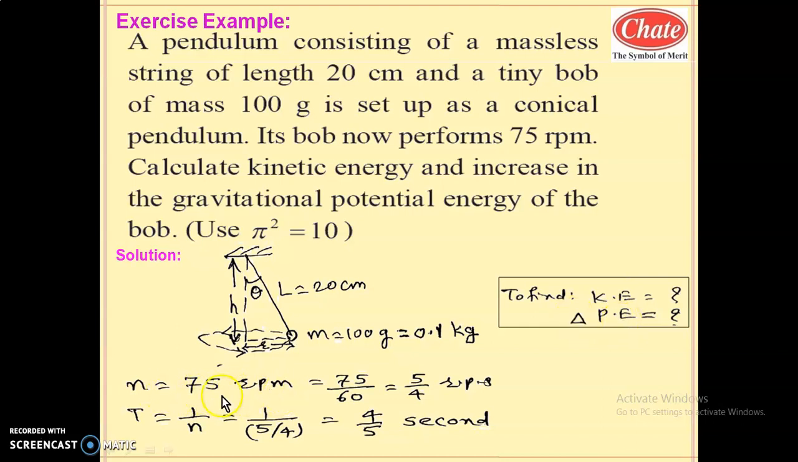Radian per second is the unit of angular velocity, omega. Here RPM denotes frequency, so the notation is n or f. Here we are using the n notation for the frequency. 75 RPM, convert it into RPS by dividing by 60, it will be 5 by 4 RPS. What is the period? Period is the reciprocal of frequency. Here frequency is 5 by 4, so it will give 4 by 5 second. So the period is 4 by 5 second.